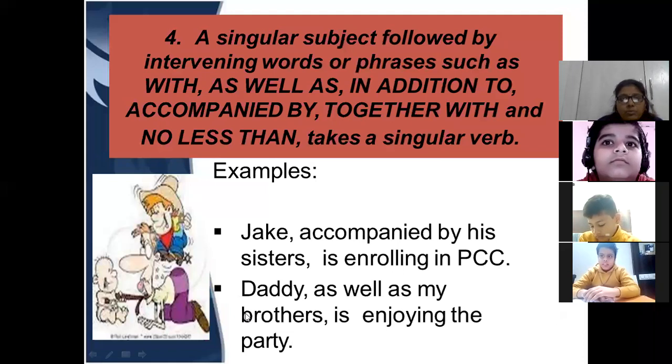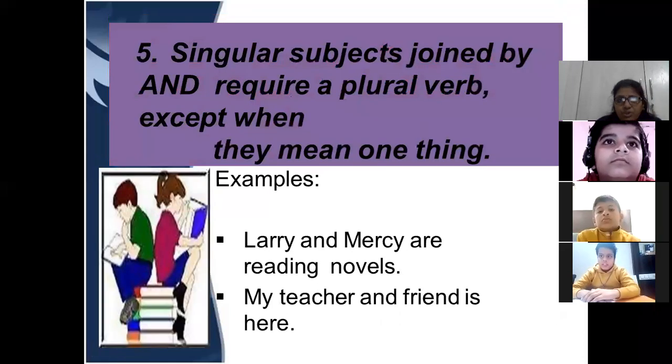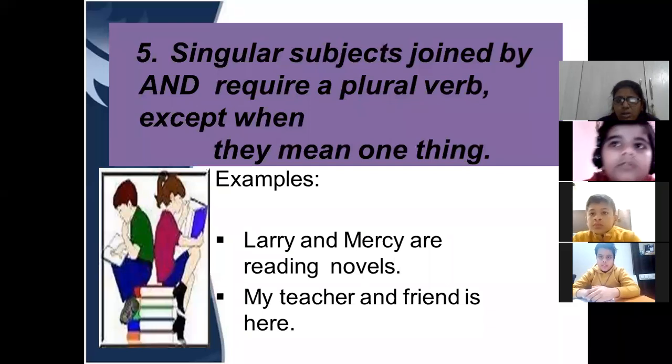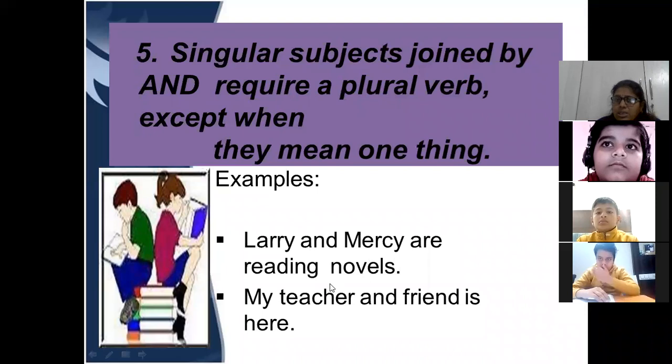Okay. Now coming to the fifth rule. Singular subjects joined by and require a plural verb except when they mean only one. This is the one I just repeated, about Ashok and his brother. Now in the first sentence, you can see Larry and Mercy are reading novels. So here they are two subjects, one this one and one this one.